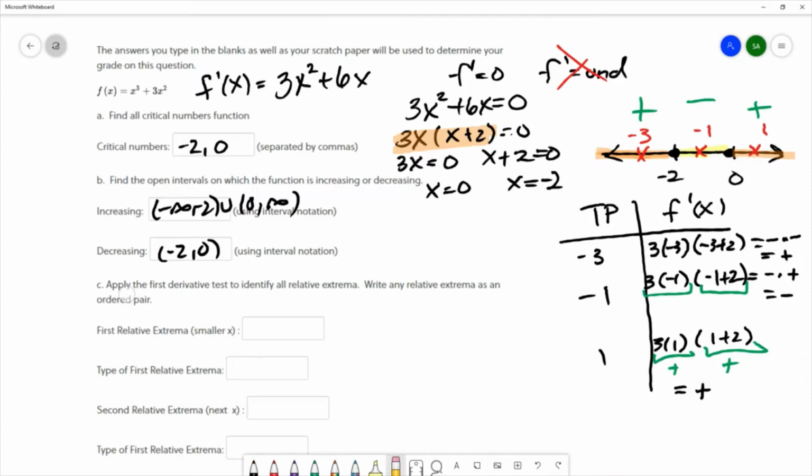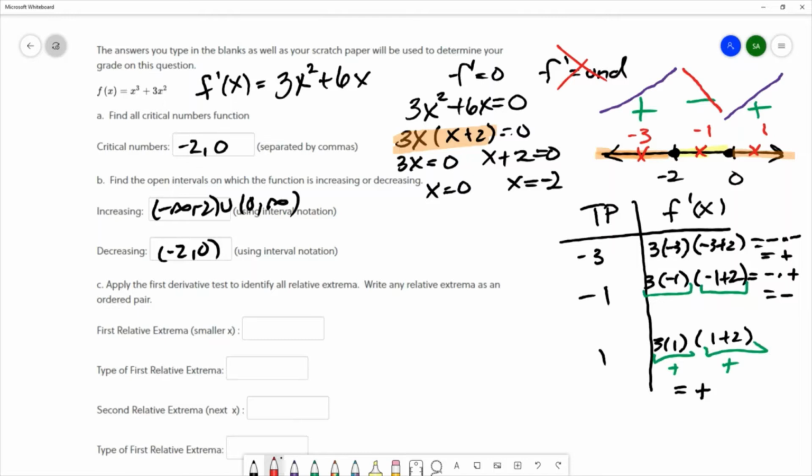The next part says apply the first derivative test to identify the relative extrema. Write any relative extrema as an ordered pair. So we're going to use the chart that we built to find the increasing and decreasing to determine whether we have any relative extrema. The relative extrema would be a relative minimum or a relative maximum. And you can see that we have increasing here and increasing here, and we have decreasing here.